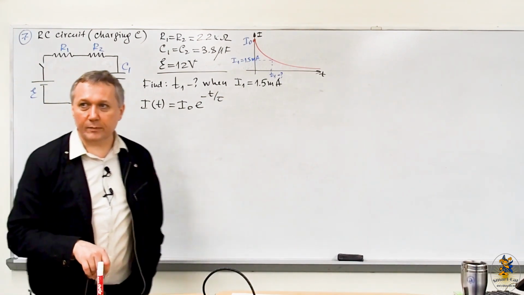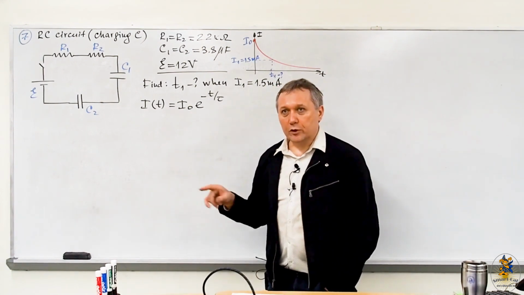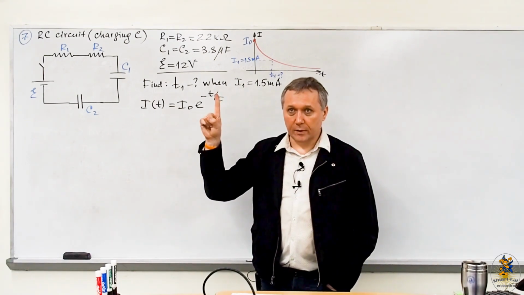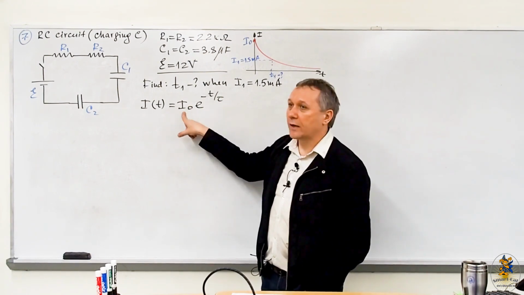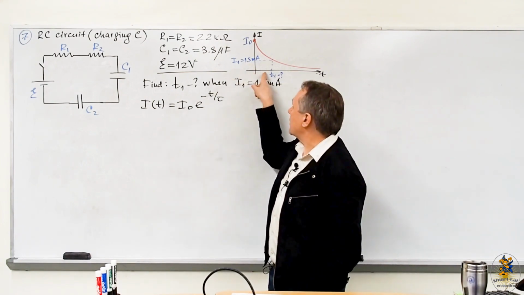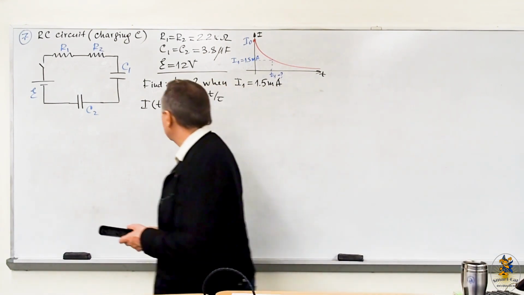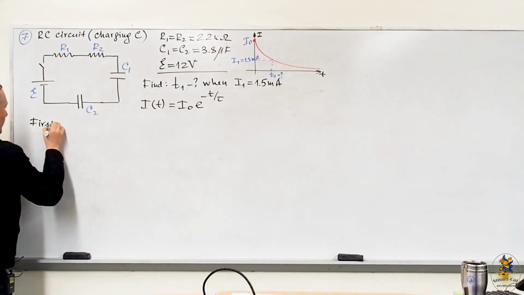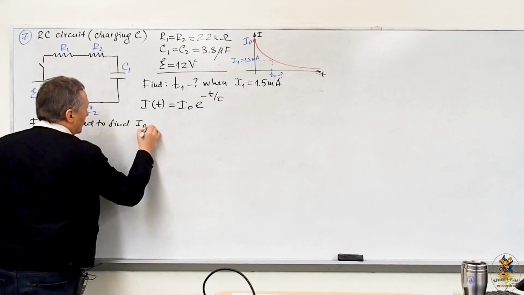We need to make two preliminary steps before we can start actually using this function. First, we need to find the time constant, right? That will be the first preliminary step. And then second, we will have to find this maximum amount of current. Once we find tau and I naught, then we will have to go back to this function, apply the moment of time T1, and solve it for T1. But first, we need to find I naught and tau.